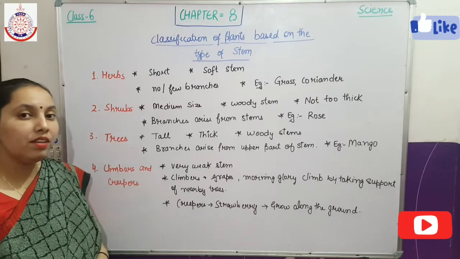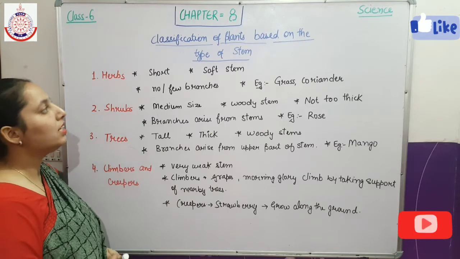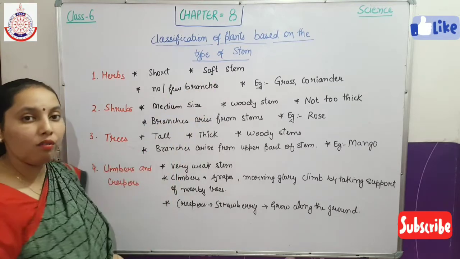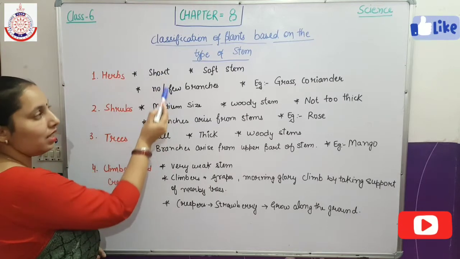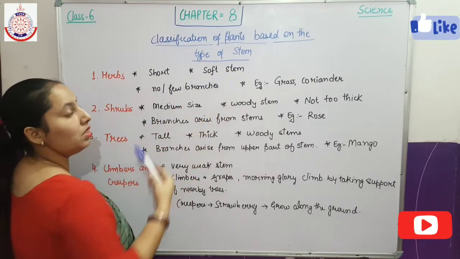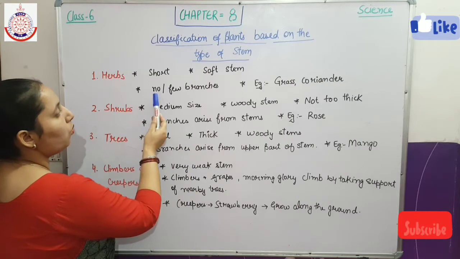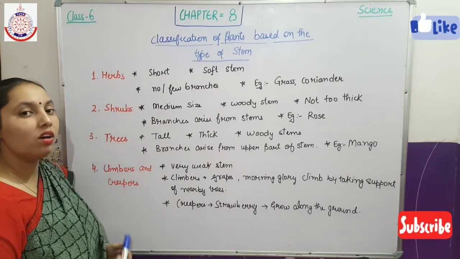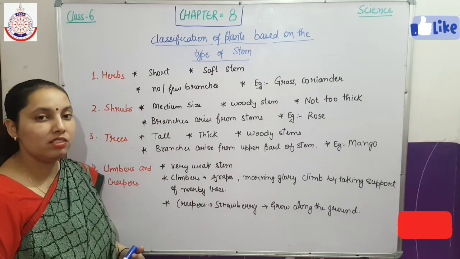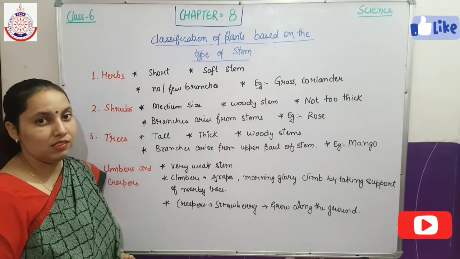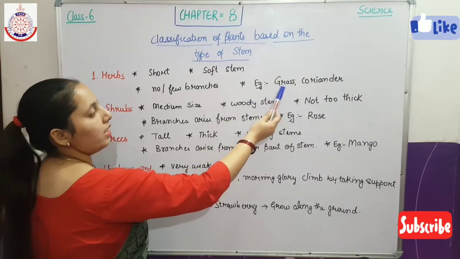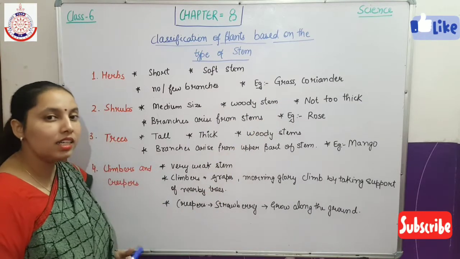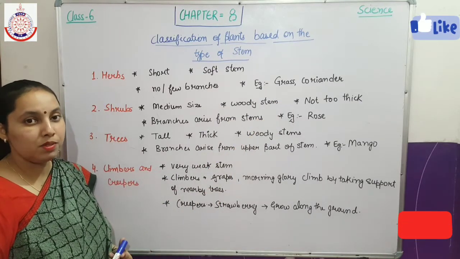Herbs are very short in size and their stem is very soft. They don't have any branches, or sometimes if they have branches then very few branches are there. Fine. And the examples of herbs are grass, coriander. These are the examples of herbs.